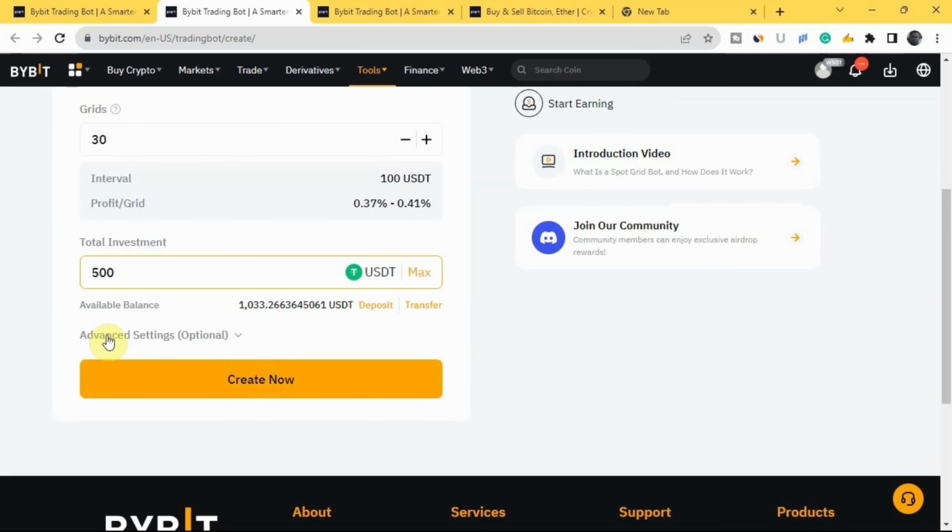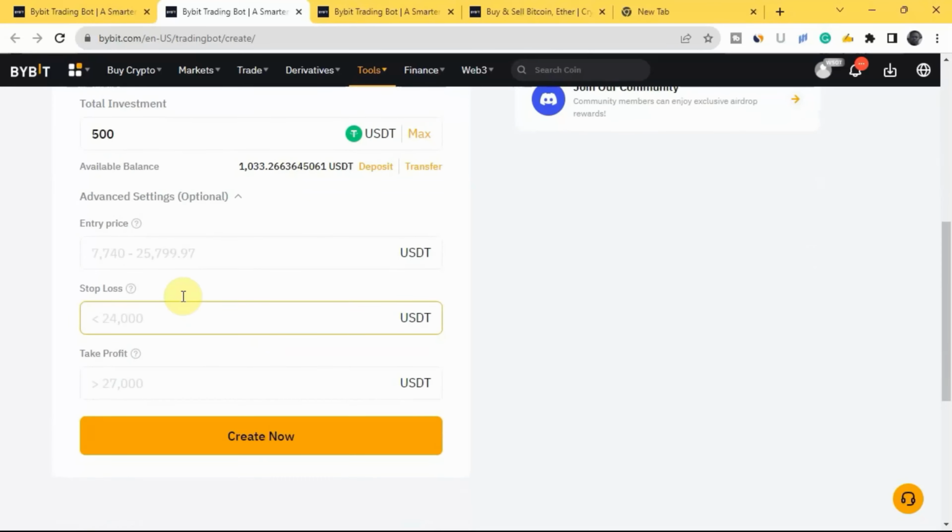And if you see where you have advanced settings, bracket, optional, if you click on it, this is where you can enter your entry price, your stop loss, and your take profit. Now, for me, I'm not going to be entering all of this. If you want to enter an entry price, that is the price at which the first trade will take place. But if we don't set an entry price, that means that immediately you click on create now and you confirm, the trading bot will start the trades immediately.